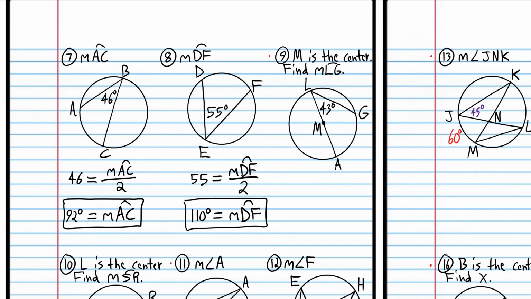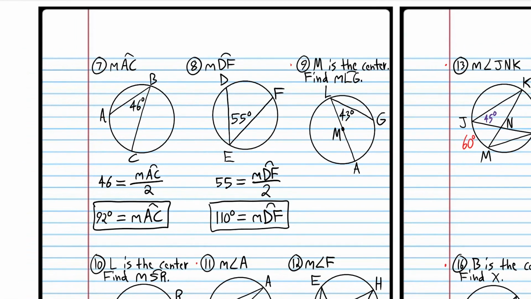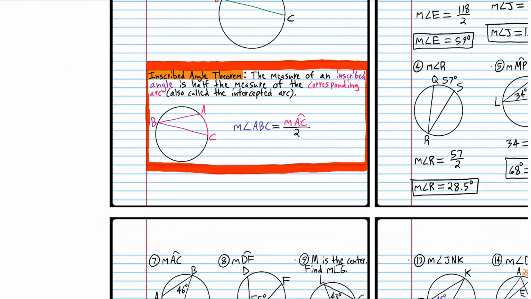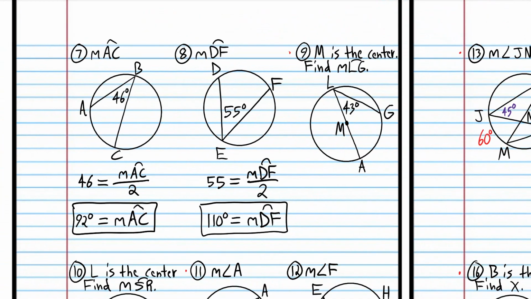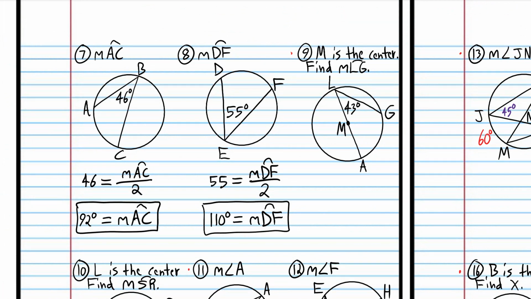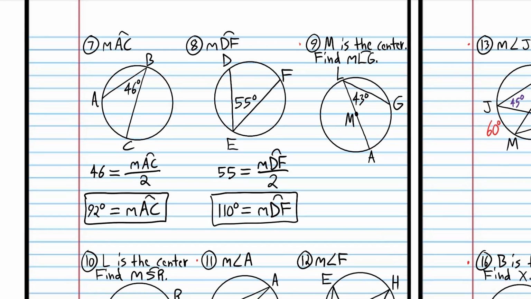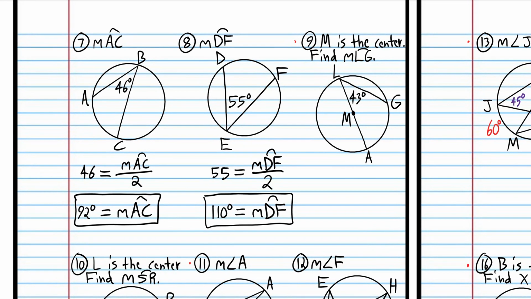All right, number 9, M is the center. So find the measure of arc LG. These are problems that are just utilizing the same equation from the theorem. So we're looking for the measure of arc LG, which is this arc here. And we don't know what that arc is. We don't have a method for finding that arc. We do know how to find this arc, though. So let's go ahead and find that arc, and then I'll kind of show you what's going to happen here.